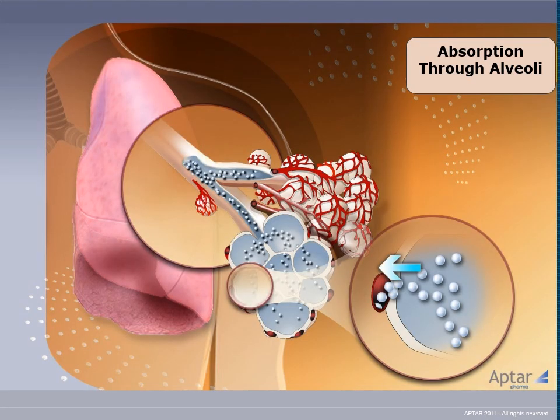Just see absorption through the alveoli: a single layer only, which the molecule has to cross to enter the blood. So very easily, through the lungs, the drugs are absorbed.